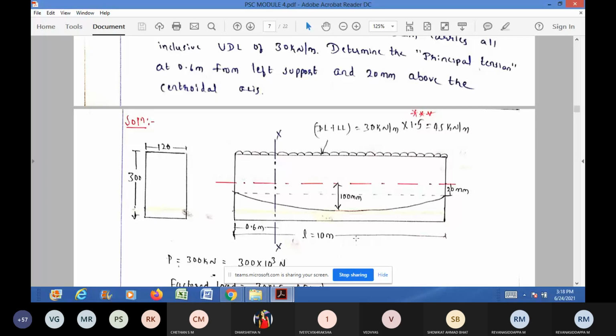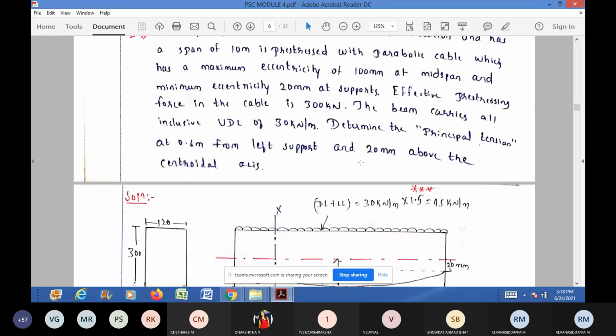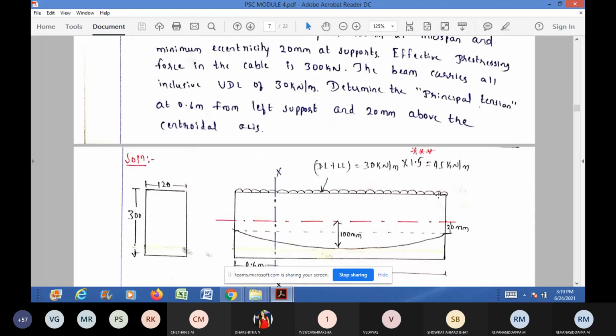And one more thing, here he said that the beam carries all inclusive UDL. All inclusive UDL means inclusive of dead load and the live load, 30 kilonewton per meter. For that you do the factorization multiplying by 1.5. You will get 45 kilonewton per meter as the load which is acting over the beam.